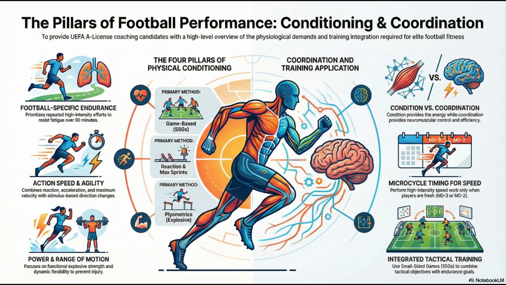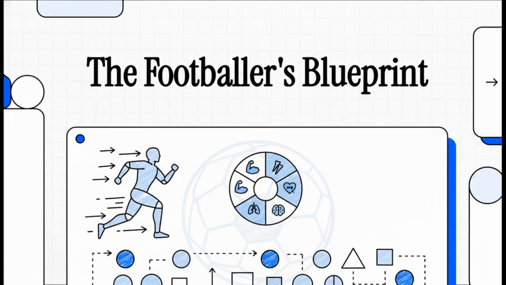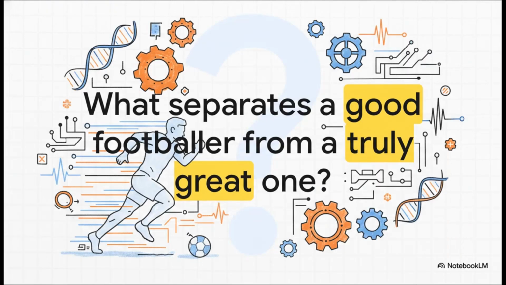So let's get started with the training. All right, today we're pulling back the curtain on what it really takes to be an elite footballer. We're going to deconstruct the blueprint, the same framework that top coaches in Europe are using right now. You ever watch a game and just wonder, what's the real difference between a good player and a truly great one? Is it just pure raw talent, God-given speed? Or is there something more, something engineered? Well, today we're going to dig into the science and find out.